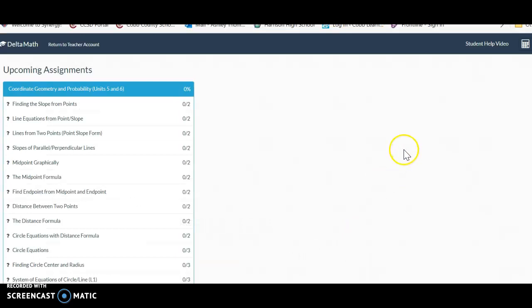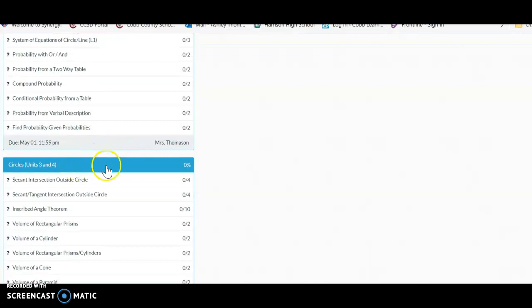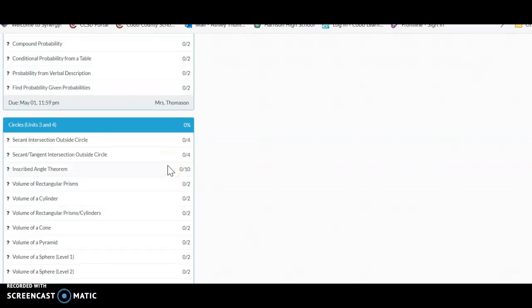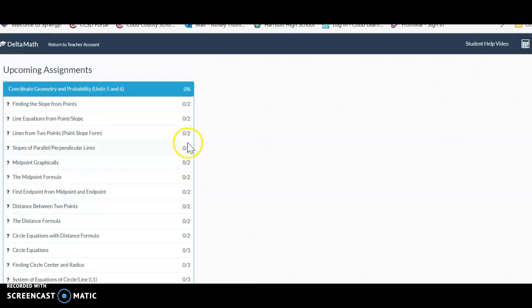So let's take a look at the Delta Math. After you log into Delta Math, you'll see a list of assignments on the left. This one's Unit 5 and 6. Then you'll scroll down, you can see Units 3 and 4, Unit 1 and 2. This one has 30 problems total, and it's all in one. These other ones are broken up into little miniature assignments.